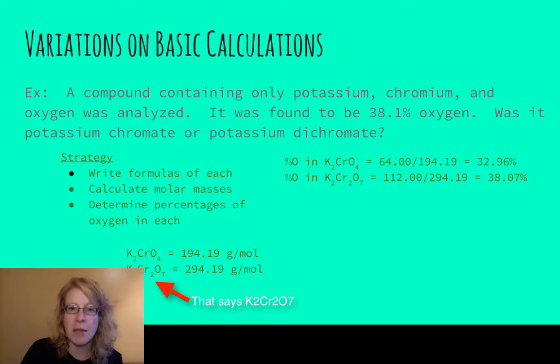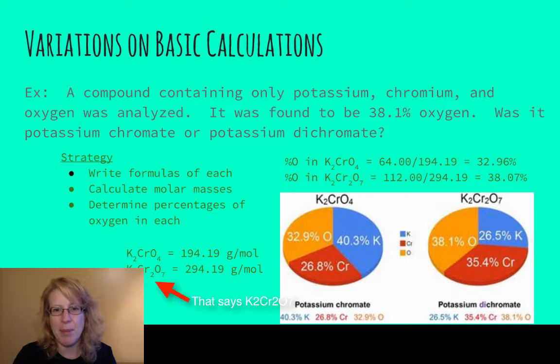So there you have your 2 percentages. The percent of oxygen in potassium chromate is roughly 33%. The percent of oxygen in potassium dichromate is 38%. So now I know which of the 2 is going to be correct. Between the 2, it's got to be the bottom one, the dichromate.